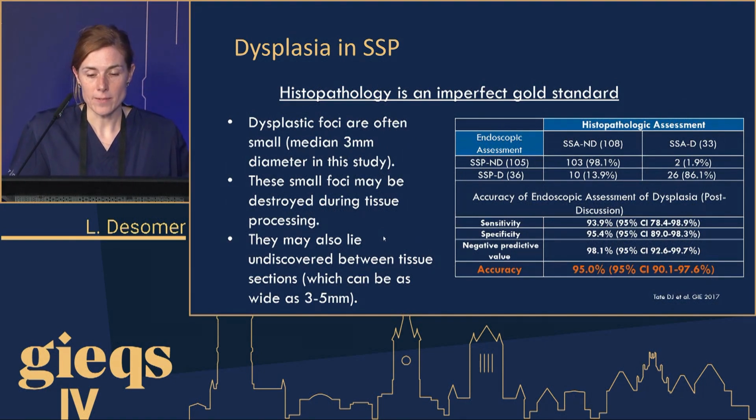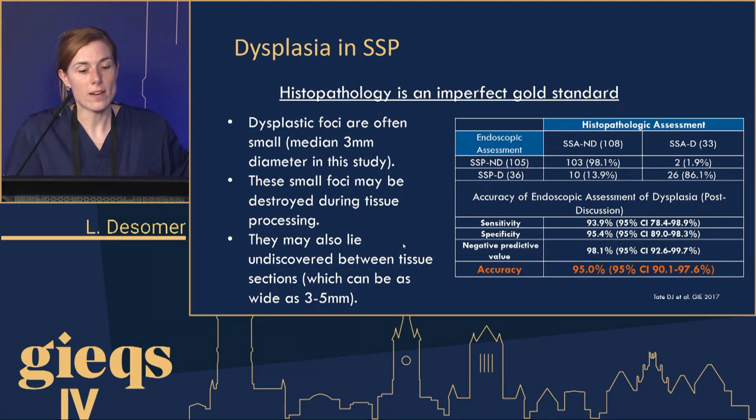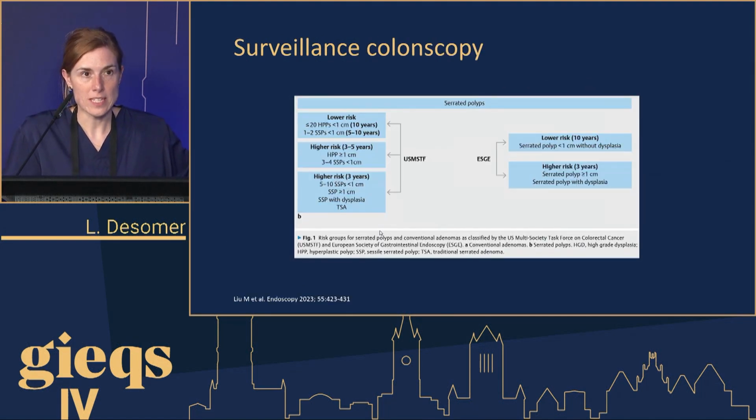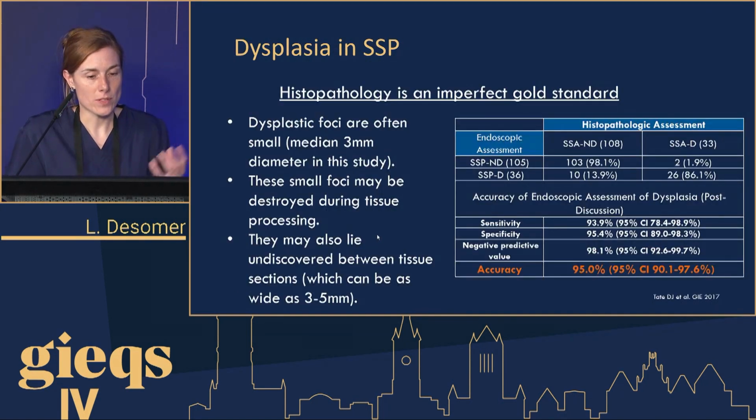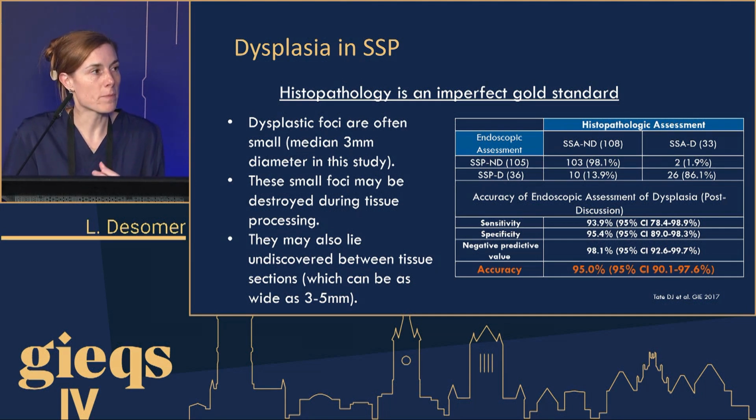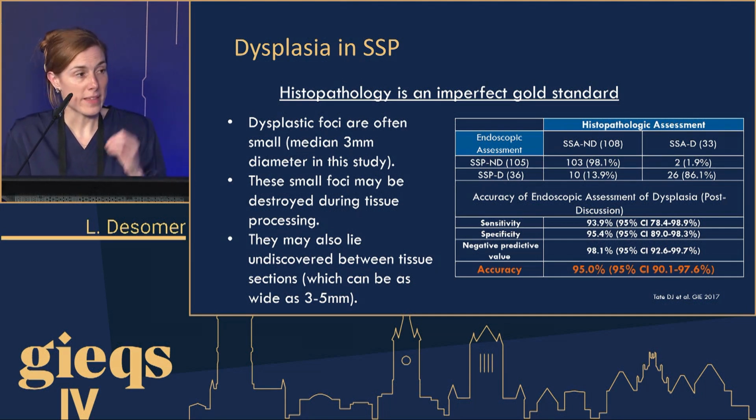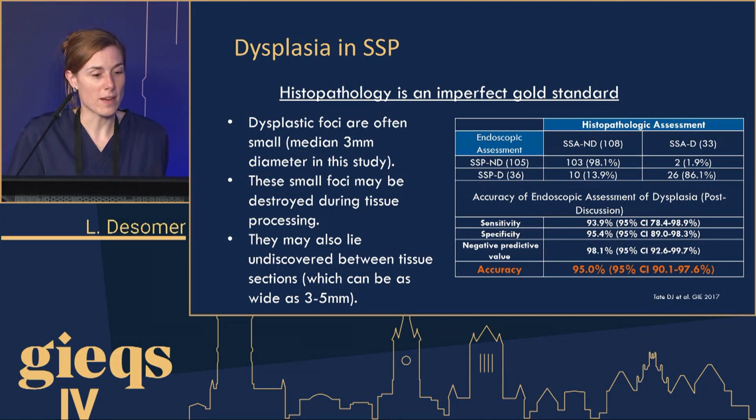Very high-risk lesion. Histology is an imperfect gold standard because dysplastic foci are often small, maybe destroyed, maybe undiscovered, if the slices are too big. So we need to use our endoscopic imaging to detect dysplasia within SSP. We need to trust our image. If you get a pathology report back and you have described it as a SSPD and it comes back as a SSP without dysplasia, or it comes back as an adenoma, just go back to your pathologist and ask them to re-review.